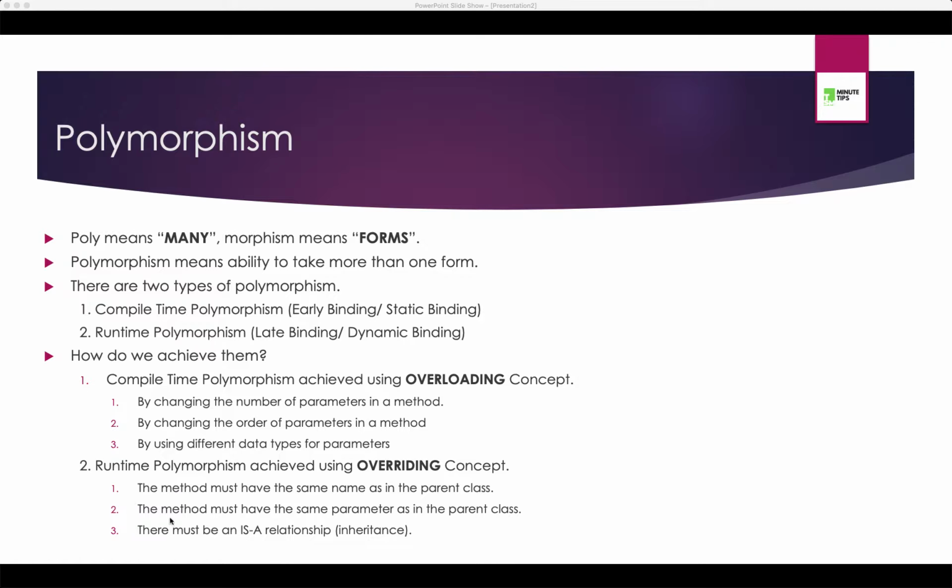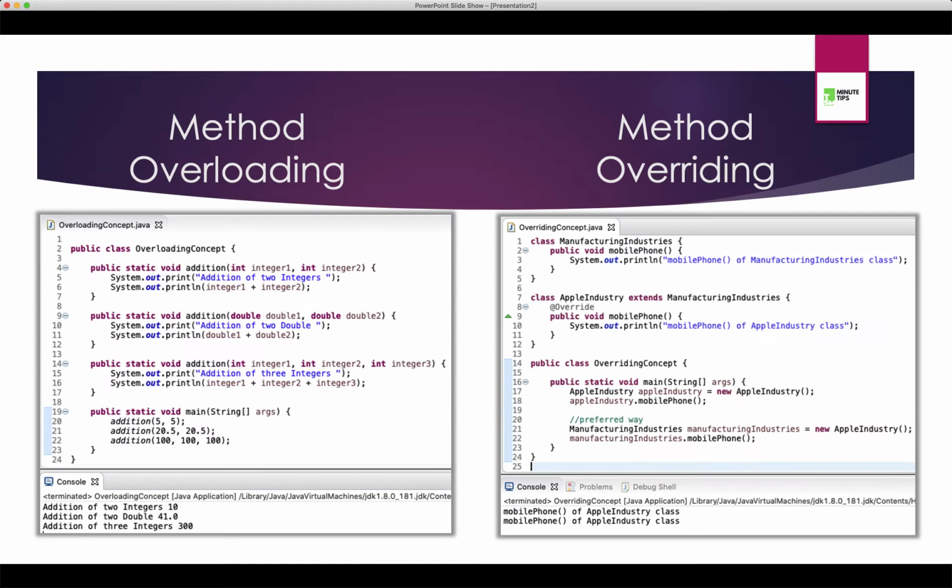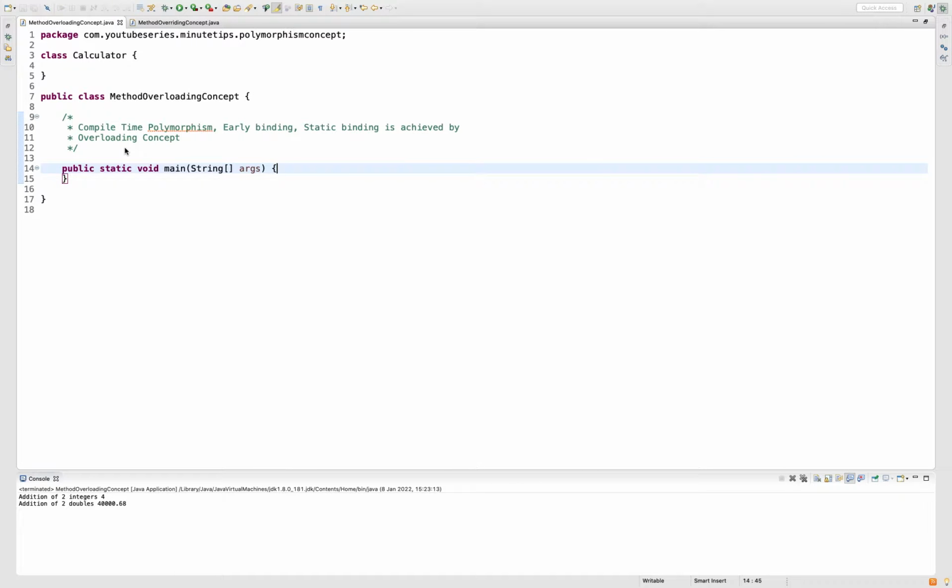The restriction or suggestion that we know for the overriding concept is that a method must have the same name as the parent class method, must have the same parameters as the parent class method, and there must be an is-a relationship. What is that? Inheritance. This example we saw previously, but don't worry, we will be writing a new example.